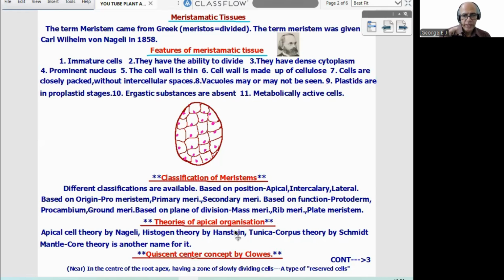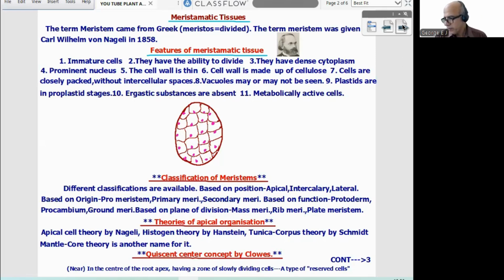The idea is, near the center of the root apex, or at the center of the root apex, there is a zone of slowly dividing inactive cells, which will act as reserve cells. One aim is replacing damaged cells. So that area is called the quiescent center. The concept was given by Claus.